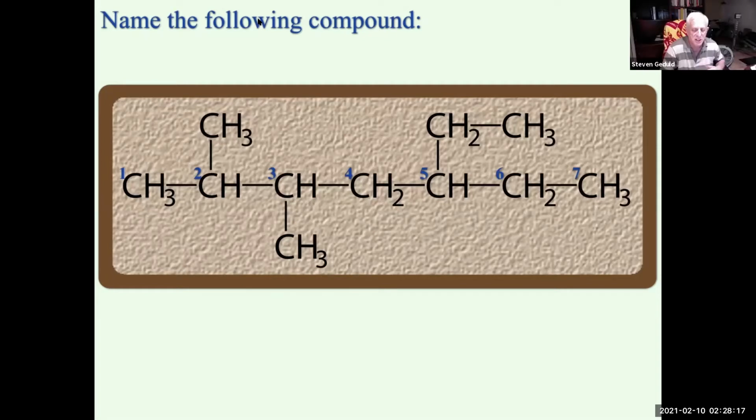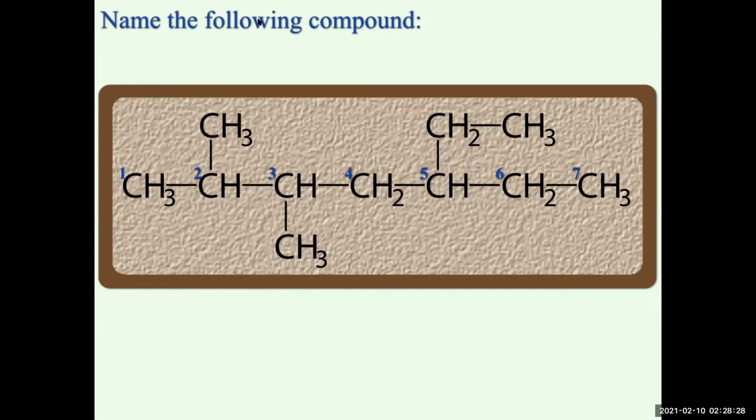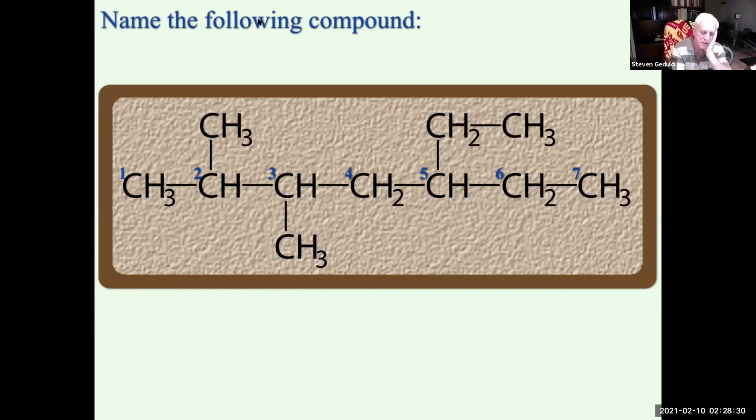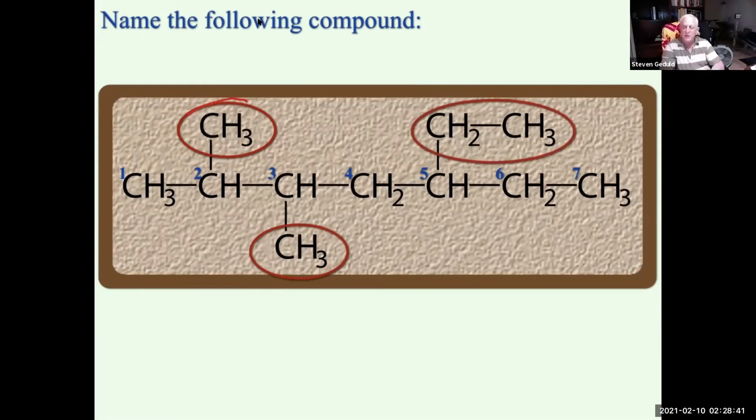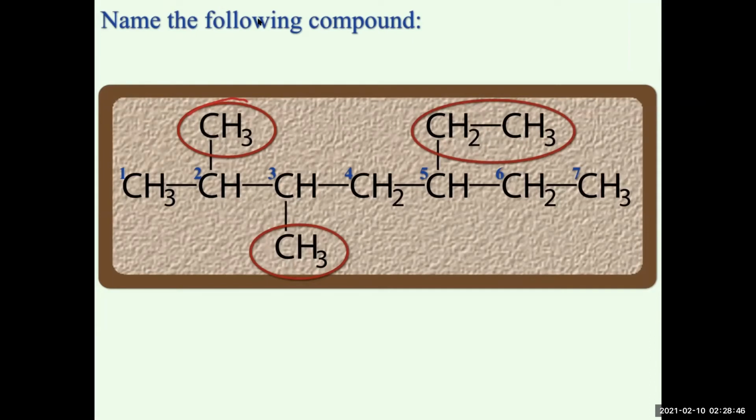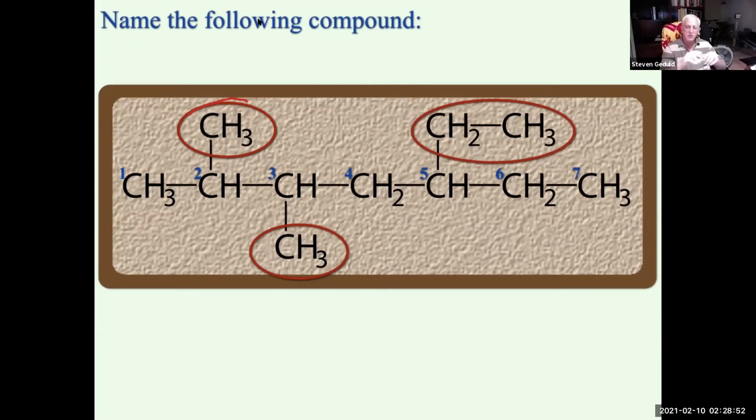Perfect. Let me know, because sometimes the computers will lag and it won't make sense what I'm saying. So how many substituent groups do we have attached to that chain? 3. Perfect. We have 2 of the same group and 1 of a different group. So we have 2 methyl groups and 1 ethyl group. Where are they at? 2 and 3 and 5. Yes, 2 and 3 are your methyl groups. So it's 2, 3 dimethyl and then 5 ethyl.